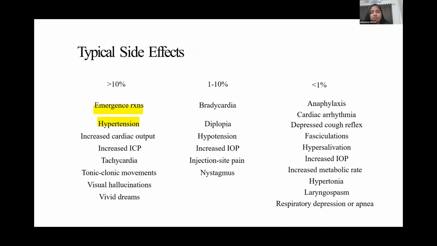The side effects seen in more than 10% are emergence reaction, hypertension, increased cardiac output, increased ICP, tachycardia, tonic-clonic seizures, visual hallucination, and vivid dreams. In 1 to 10% we can see bradycardia, diplopia, hypotension, increased IOP, injection site pain, and nystagmus. And very unlikely side effects are anaphylaxis, cardiac arrhythmia, depressed cough reflex, fasciculations, hypersalivation, etc.